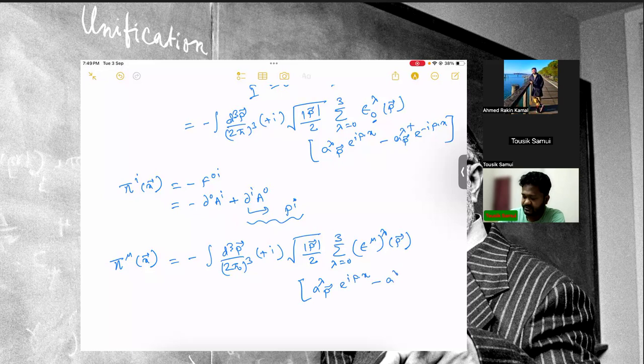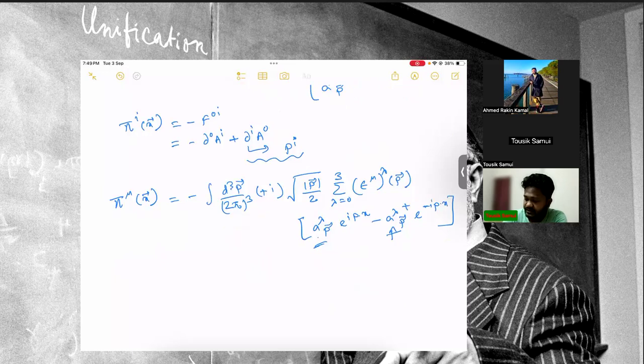Another thing I forgot to mention is that this field is actually a real field, so the condition relating the operators a and a dagger has already been imposed. If it were not a real field but a complex field, then this would have been a, and this would have been b, something different. So that has already been imposed.